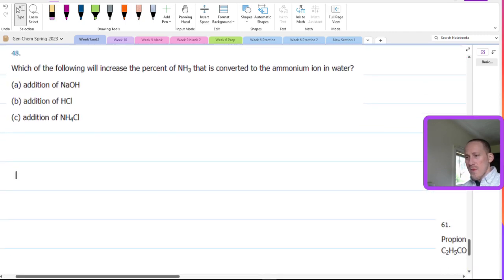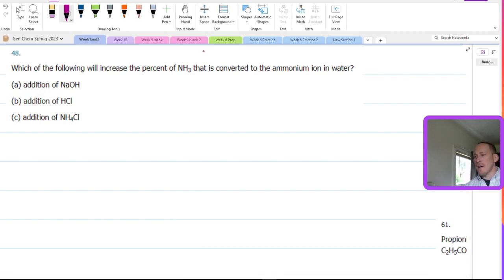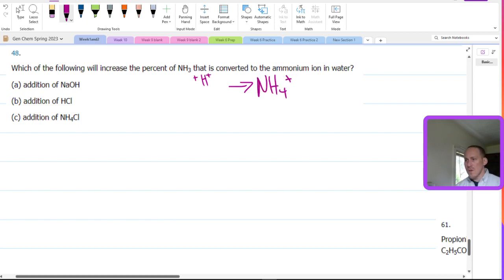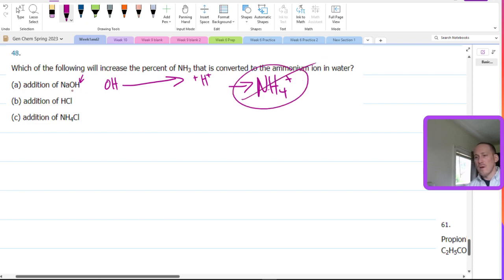Okay, let's keep ripping through these. Which of the following will increase the percent of ammonia that is converted to the ammonium ion? That's when ammonia acts as a base, it gains a proton, and it becomes NH4 plus. So if we add sodium hydroxide to the water, the hydroxide is going to grab that proton instead, so you'll get less ammonia converted. So this will decrease, so it's not A.